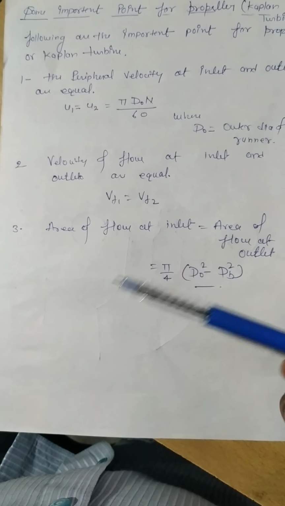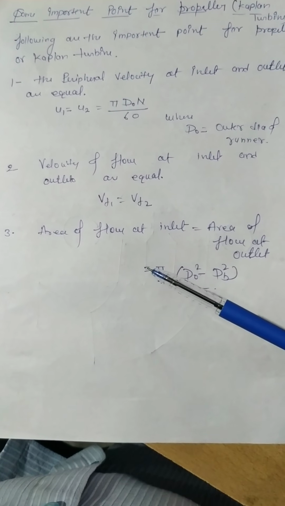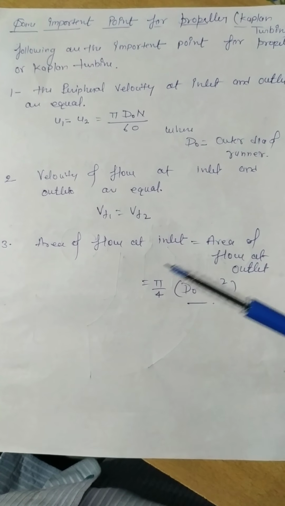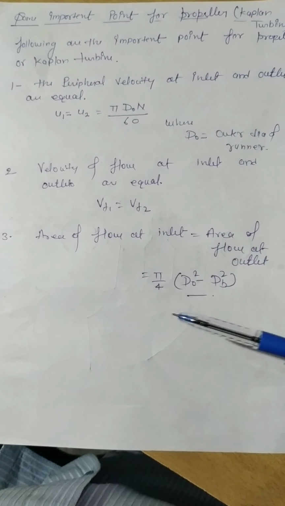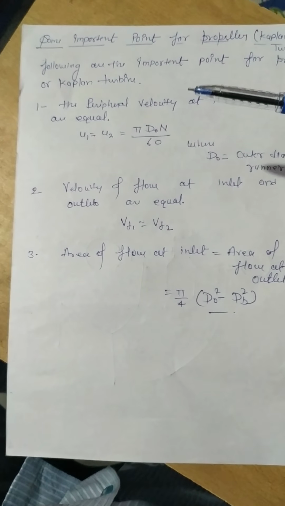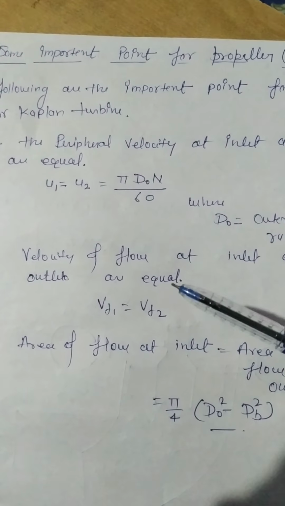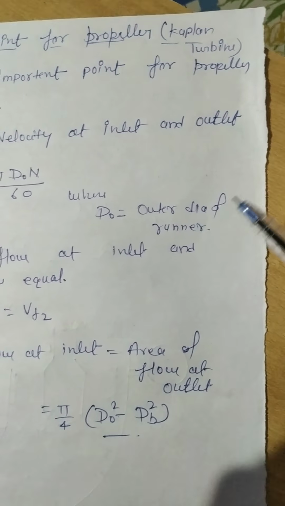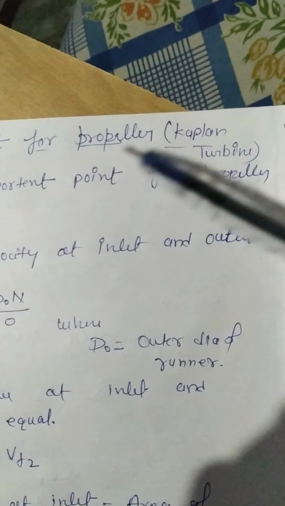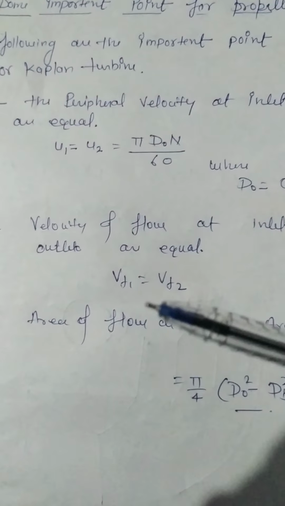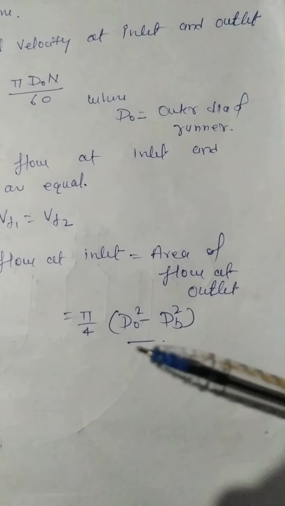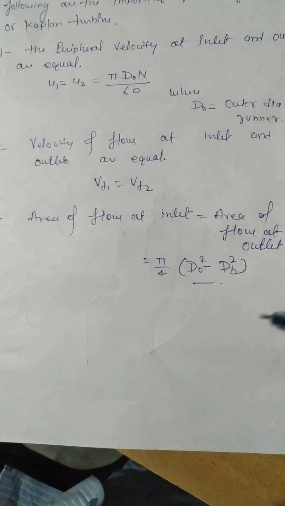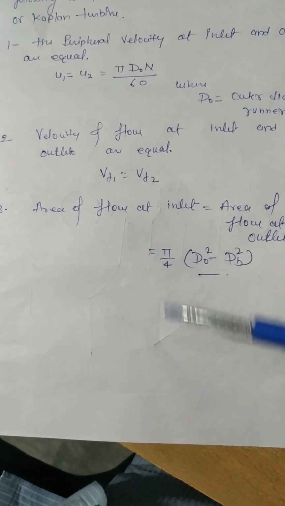Clear? So if anybody asks the area of flow at inlet, then you can find it out, because the area of flow at inlet will be equal to the area of flow at outlet, so pi by 4 (dO square minus dB square). So remember these 3 formulas. Look again. U1 will be equal to U2, and pi dO N by 60, dO is the outer diameter of the runner. This is for the propeller or Kaplan turbine, right? And Vf1 will be equal to Vf2, and the area of flow at inlet will be equal to the area of flow at outlet. So in the next lecture I will let you know how to solve the numerical.